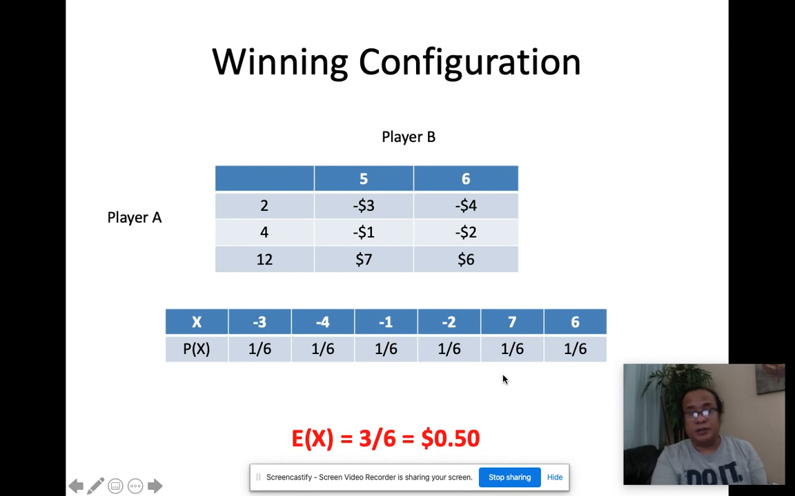Okay, so this ends our lesson on expected value. Okay, thanks, guys.